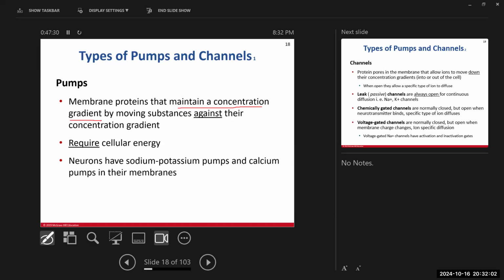So when we talk about our pumps, we have these transport membrane proteins that maintain a concentration gradient by moving substances, and this is important, against their concentration gradient.